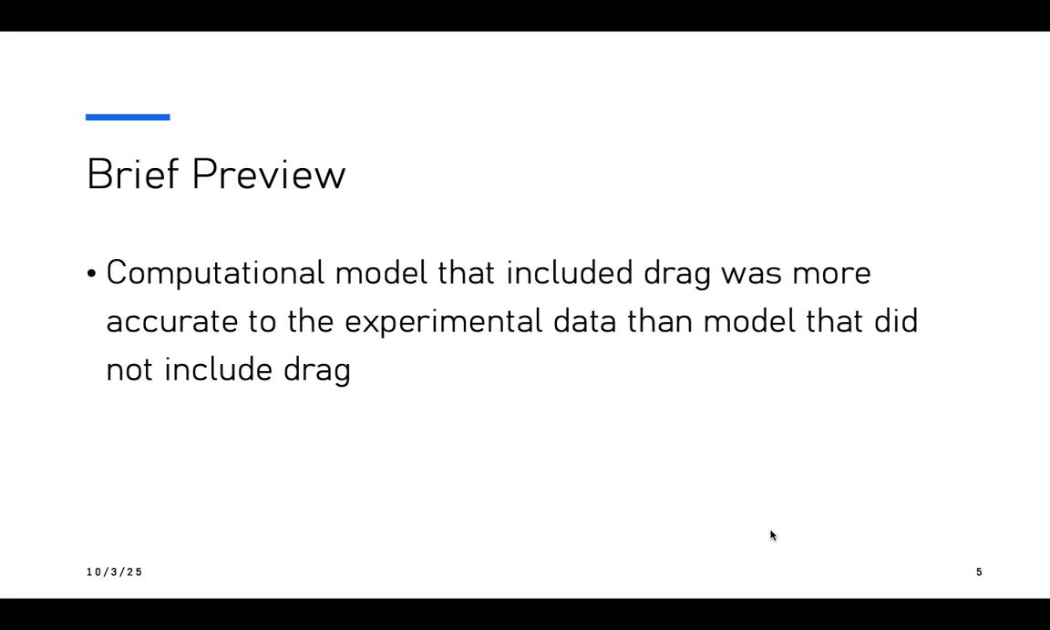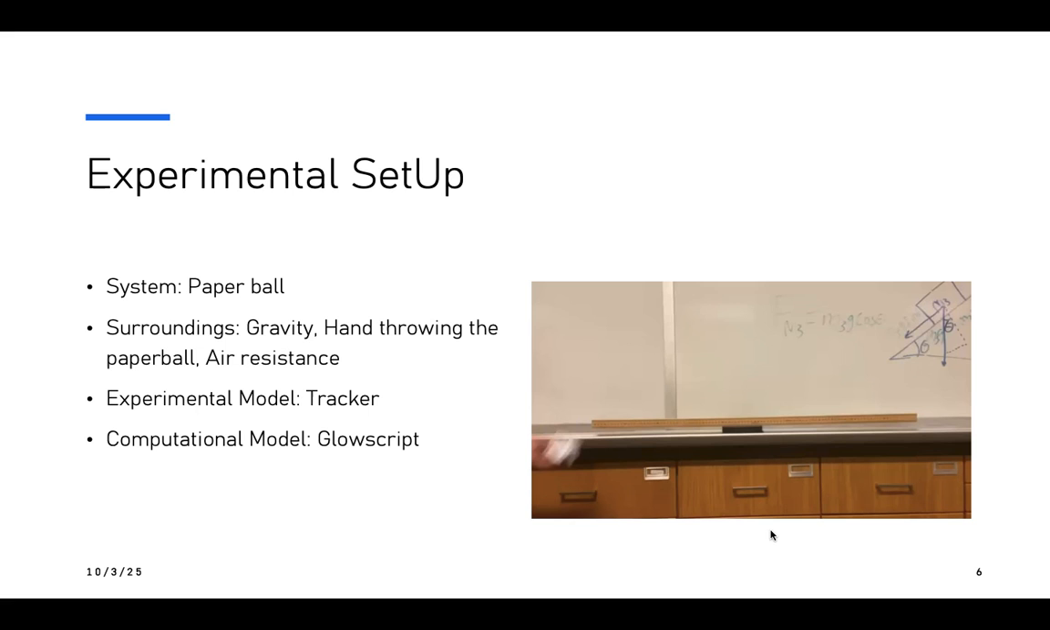A brief preview: our computational model that included drag was more accurate to the experimental data than the model that did not include drag force. The experimental setup shows the paper ball, which is our system, the surroundings, which are gravity and the hand throwing the paper ball, as well as air resistance, the experimental model, which was Tracker, and then the computational coding model was GlowScript.